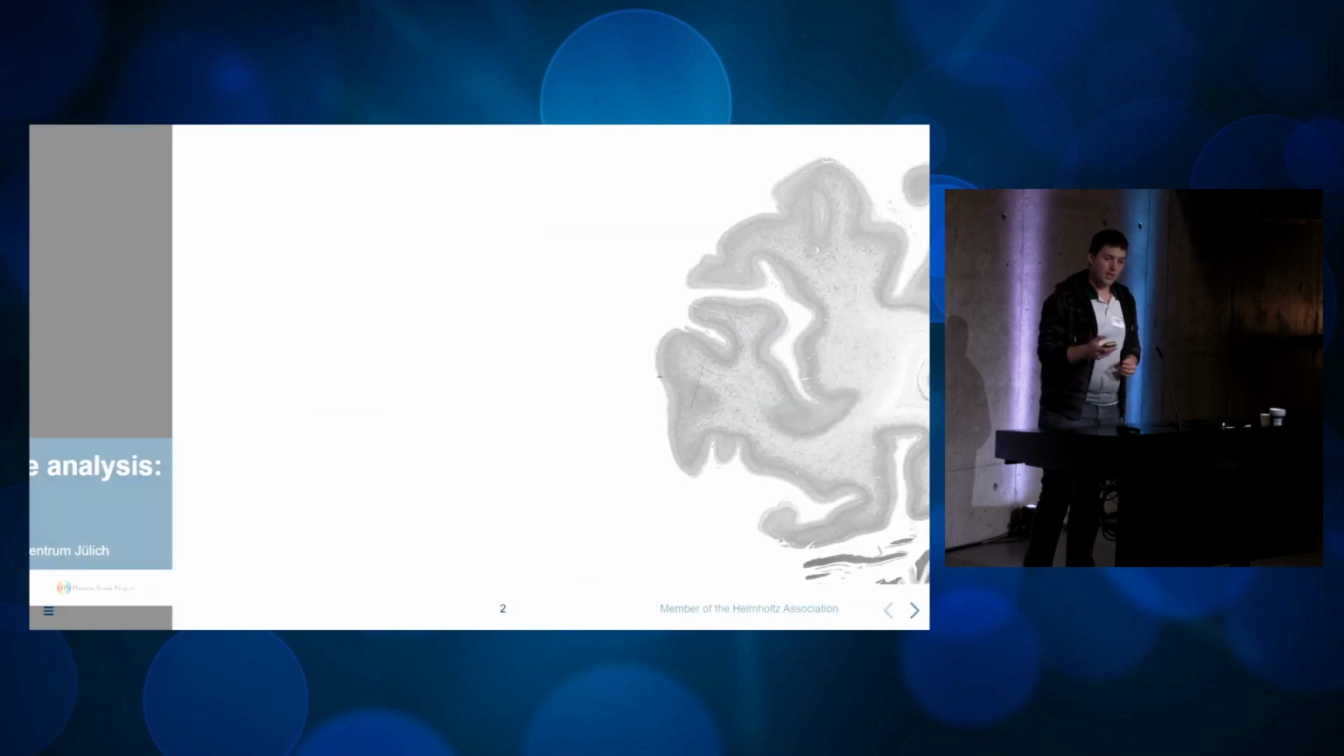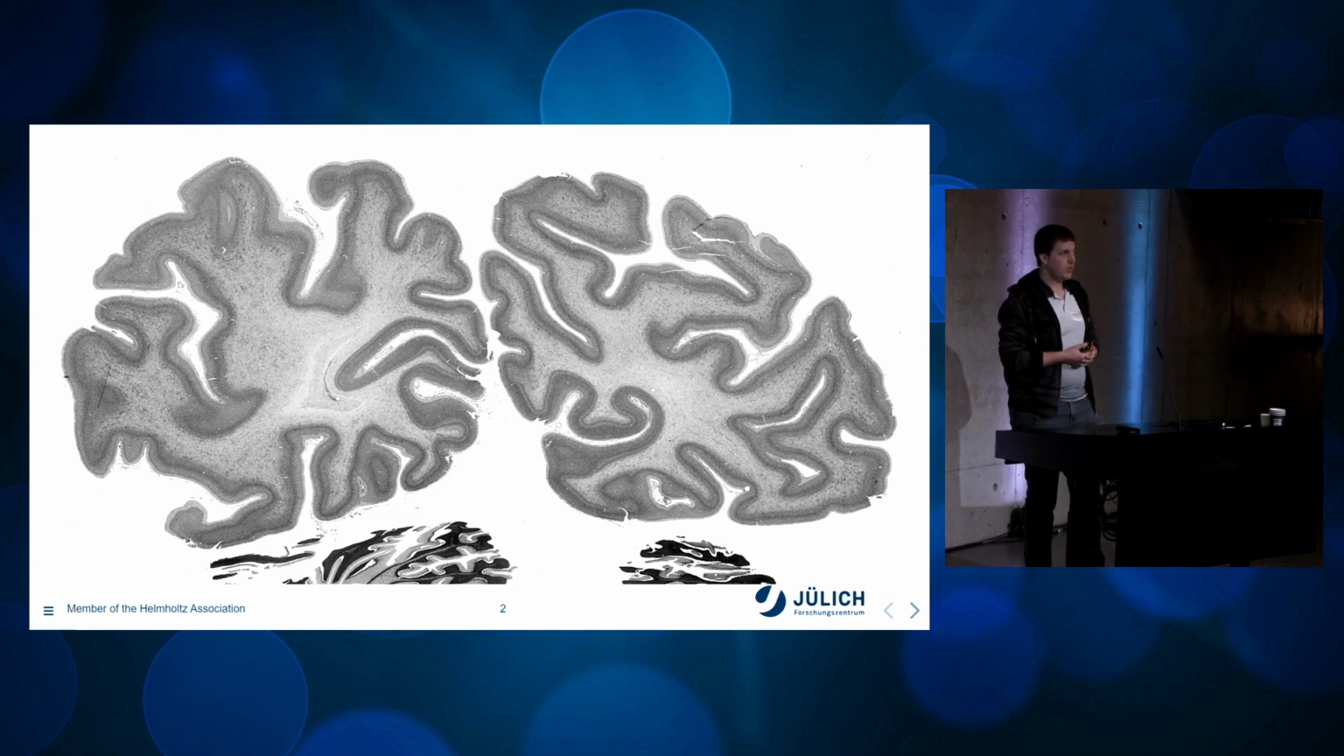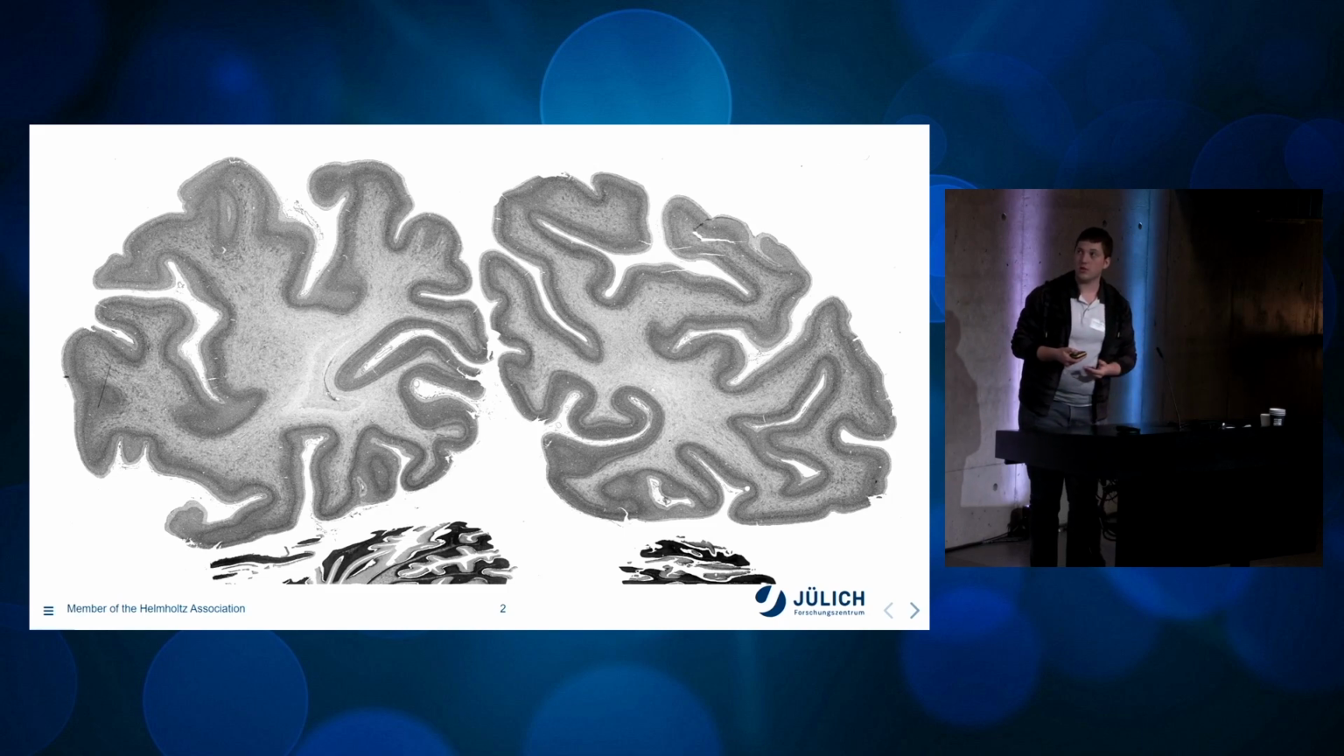So let's start with the data that we're working with. This here is a cell body stain section from BigBrain, scanned at 1 micrometer resolution. What we are interested in is the cytoarchitecture. I'm mostly working in the cortex, but most of the methods can also be transferred to subcortical regions.